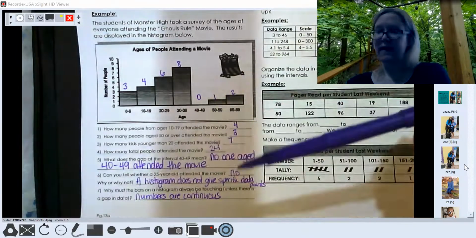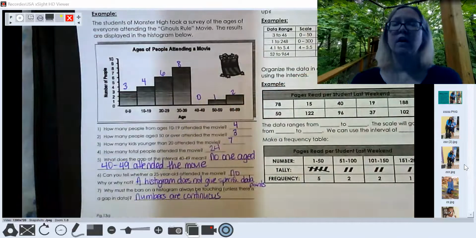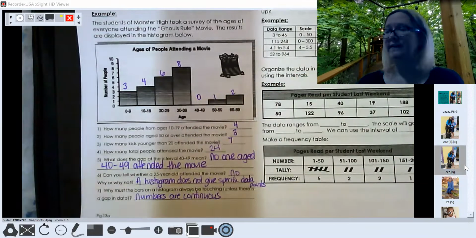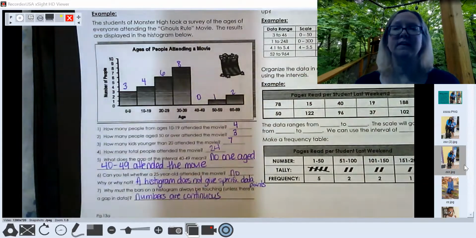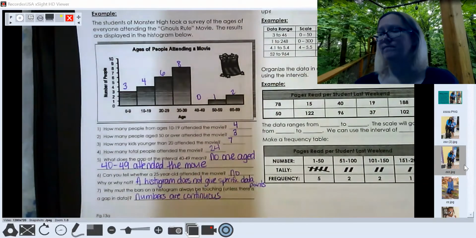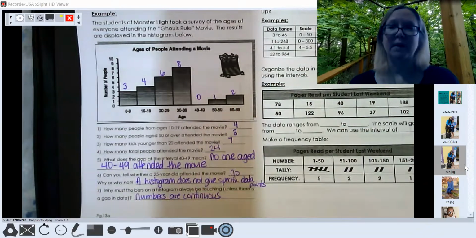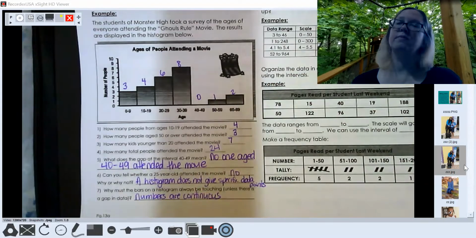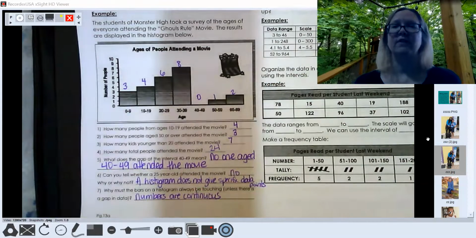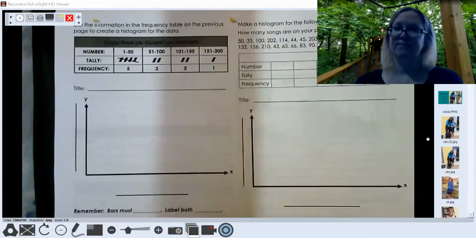And on number 7, that's important too. On a histogram, your bars always have to touch, okay? And that's because numbers on a number line are continuous. If you leave a gap in between the bars, it would look like there's a gap in the data, which would be misleading. So you want to make sure that the bars on your histogram are touching.